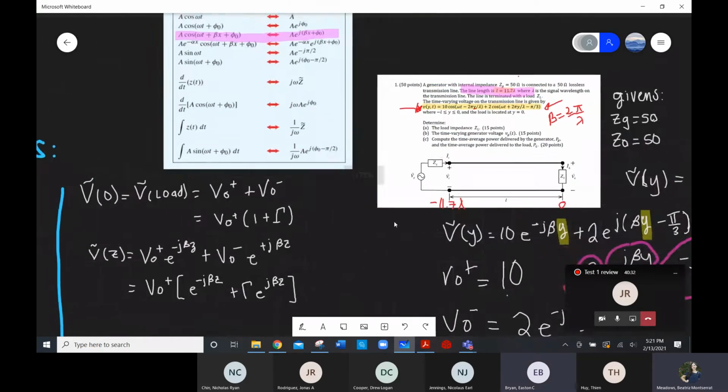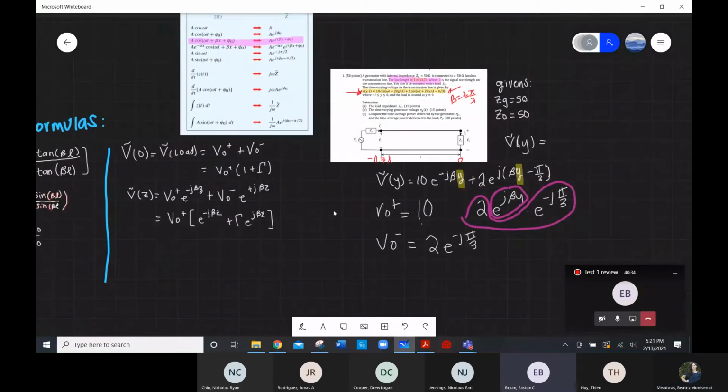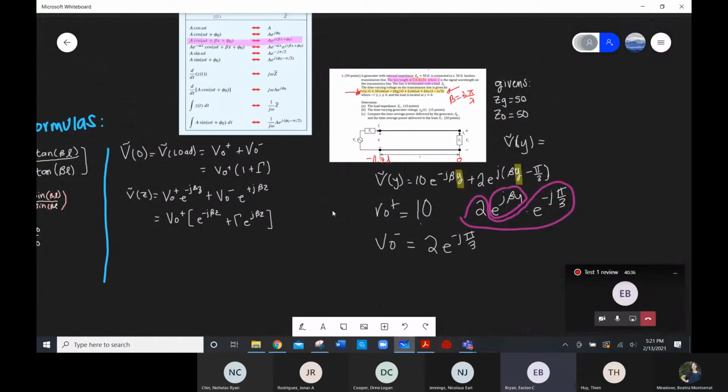He'll also get mad at you for just straight up not understanding the concept, because V0 plus and V0 minus represent the amplitude and the phase shift of the incident and reflected wave. So, for example, V0 minus, it's attenuated a little bit because the amplitude is 2 instead of 10. And then there's also a little bit of phase shift because it's minus pi over 3. So it's got a real and imaginary part to tell you both things. Yeah, I could not say that better.